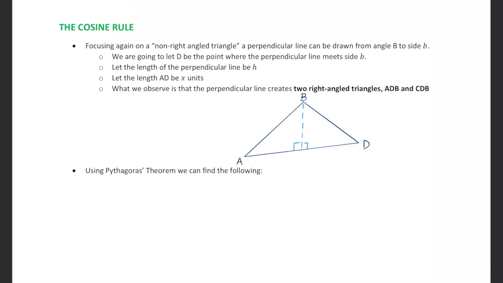The second thing I've said here is we're going to let D be the point where the perpendicular line meets side B. So I'm going to call that point D. Let the length of the perpendicular line be H. And then let AD be X units. So that's going to be X here. We know that the total length between, and I accidentally wrote D here, should have written C.